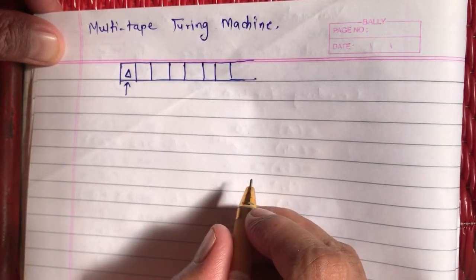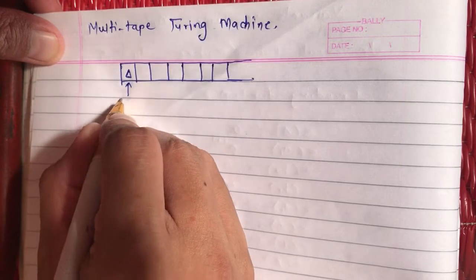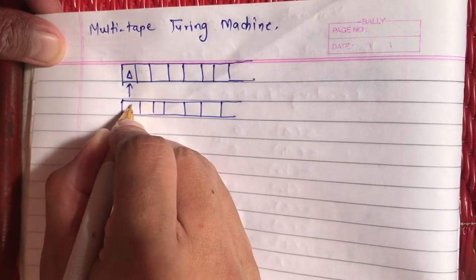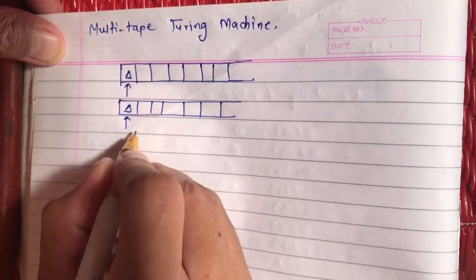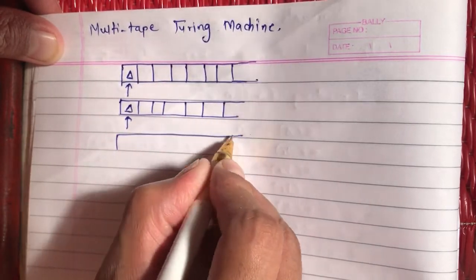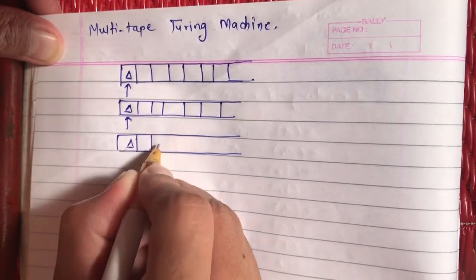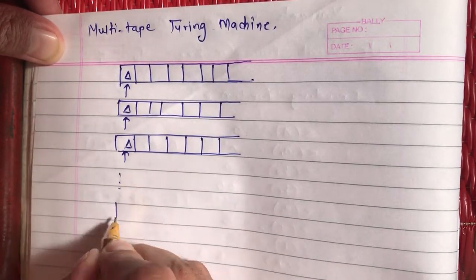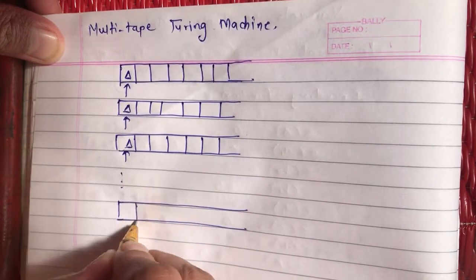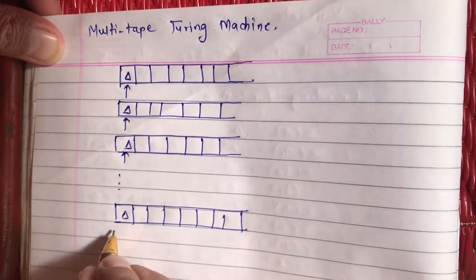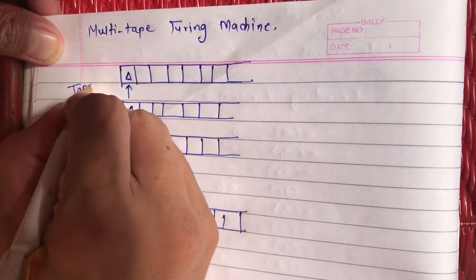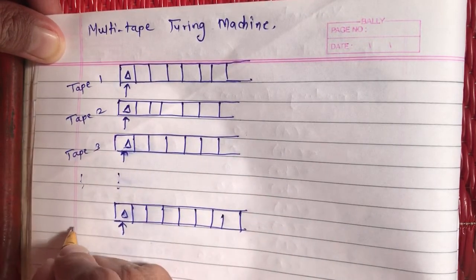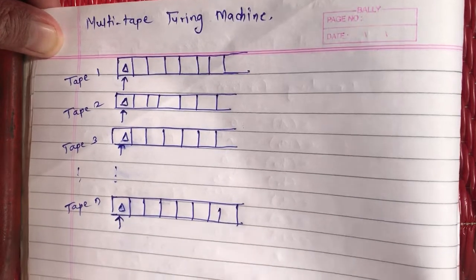Now if you have a Turing machine with multiple such tapes, right? Suppose I have tape 1, then this is my tape 2. It has its own set of symbols, it has its own tape head. Then we have, say, a third tape. Again there are blocks, it also has its own tape head. Likewise I have n number of such tapes. So this is my tape 1, this is tape 2, tape 3. Likewise we have a total of n tapes.